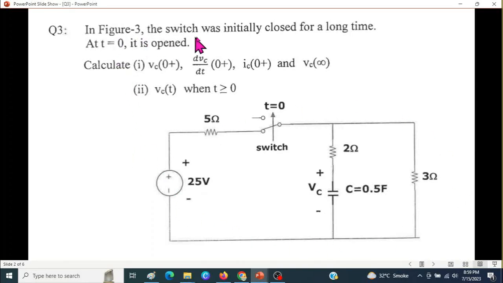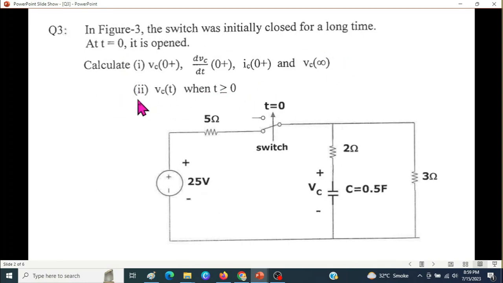In the figure, the switch was initially closed for a long time. So the switch was closed for a long time, and at t equal to 0, it is opened. So we'll open the switch at t equal to 0, and we have to find these four parameters as part 1, and this parameter, that is VC(t), as part 2.